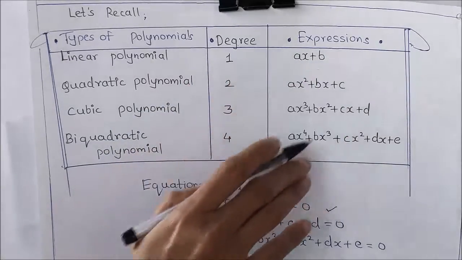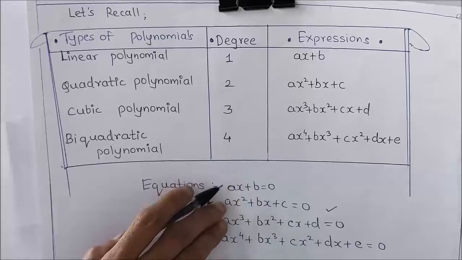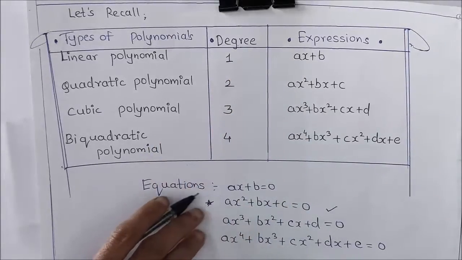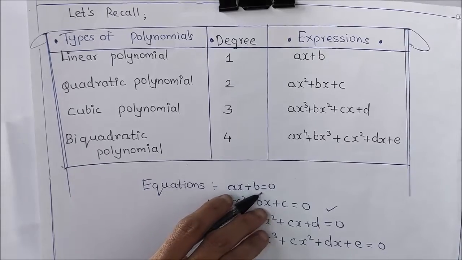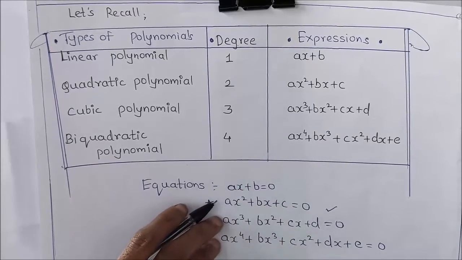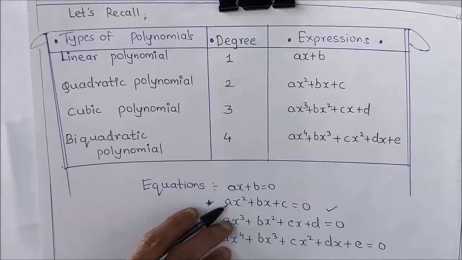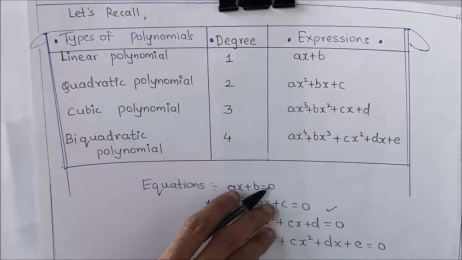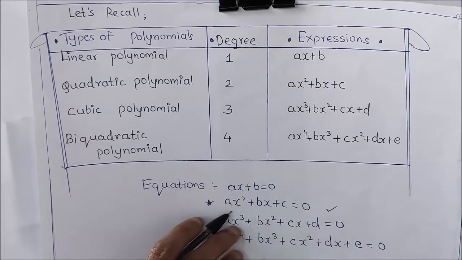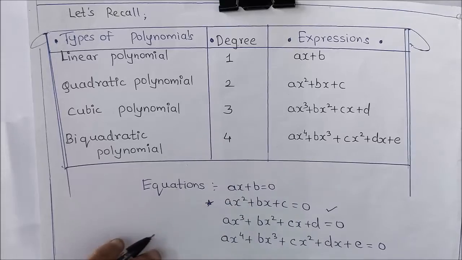When we equate it with any number, suppose I have equated these expressions with 0. Ax plus b equals 0, then it becomes linear equation. Ax square plus bx plus c equals 0. I can write any constant, 1, 2, 3, 4, any number. Now here I have written 0.